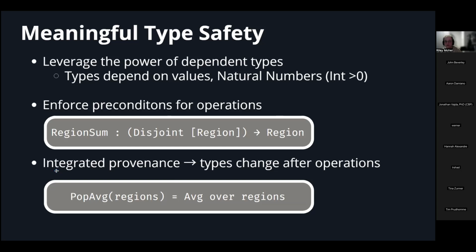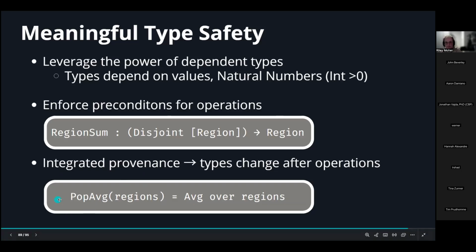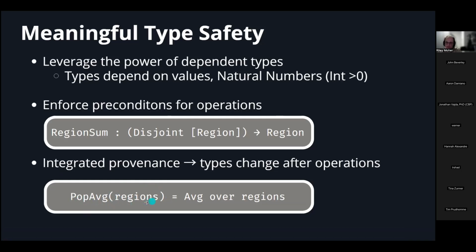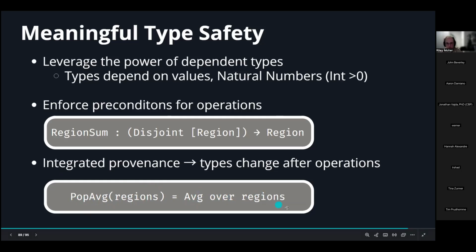As well as to the issue of provenance, right? We want the types to meaningfully reflect what we do to them. So they change after we apply different operations. If we take the population average function and apply it to some list called regions, then the type of that result is an average over regions. It's no longer a region, it's a new thing.